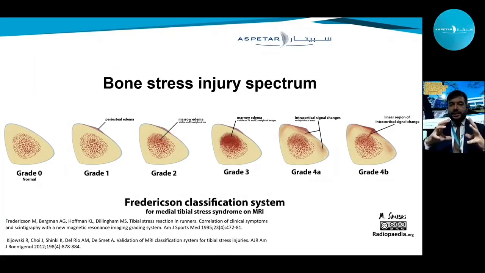Bone stress injury spectrum. Here, there is a classification that I personally use. There are many classifications of bone stress injuries. I use this one. Why? Because it's easy, and it's also quite widely used worldwide. I think it's one of the most common classifications.